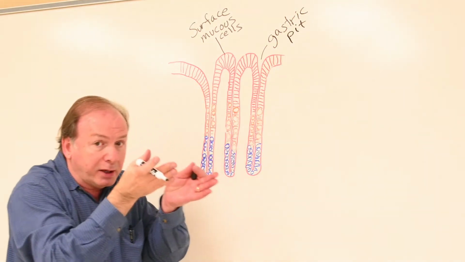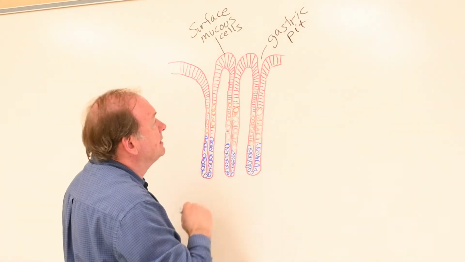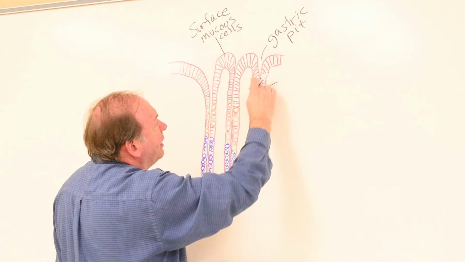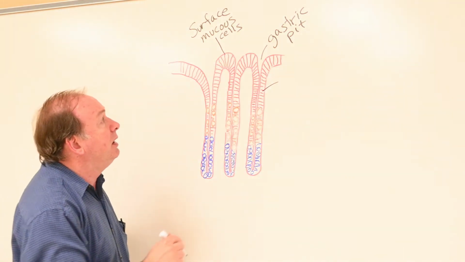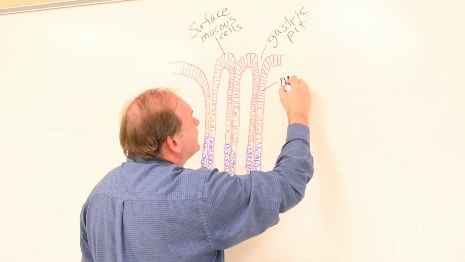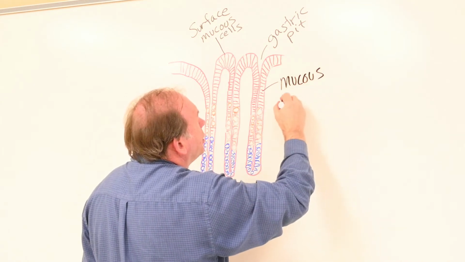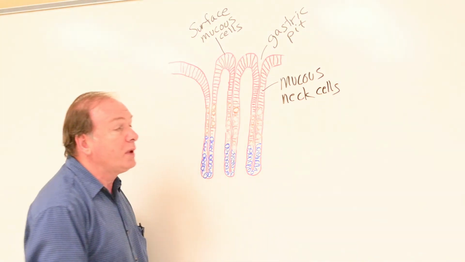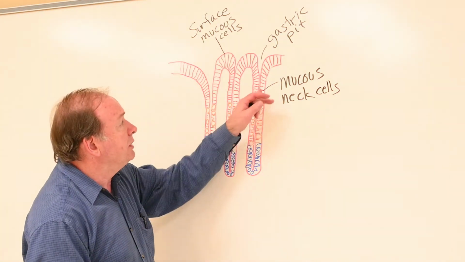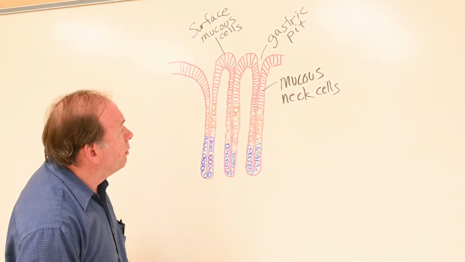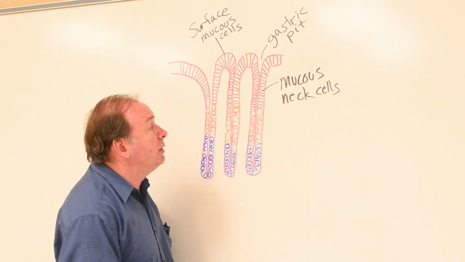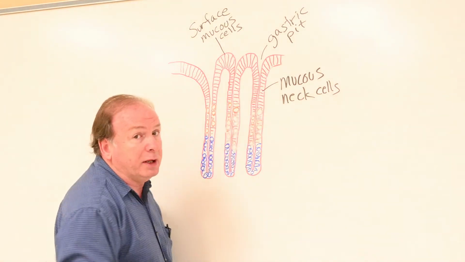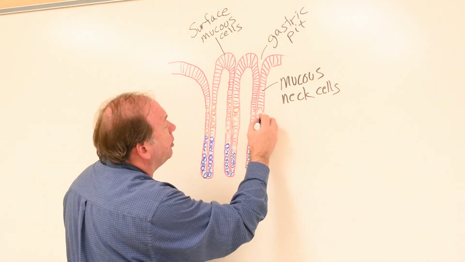It's a funnel-like opening to that gland that extends down here. As we go down the gland, these cells found along the next section down are called mucous neck cells. Also mucus producing, but not as tall, and they don't produce quite as much mucus as those surface mucus cells.